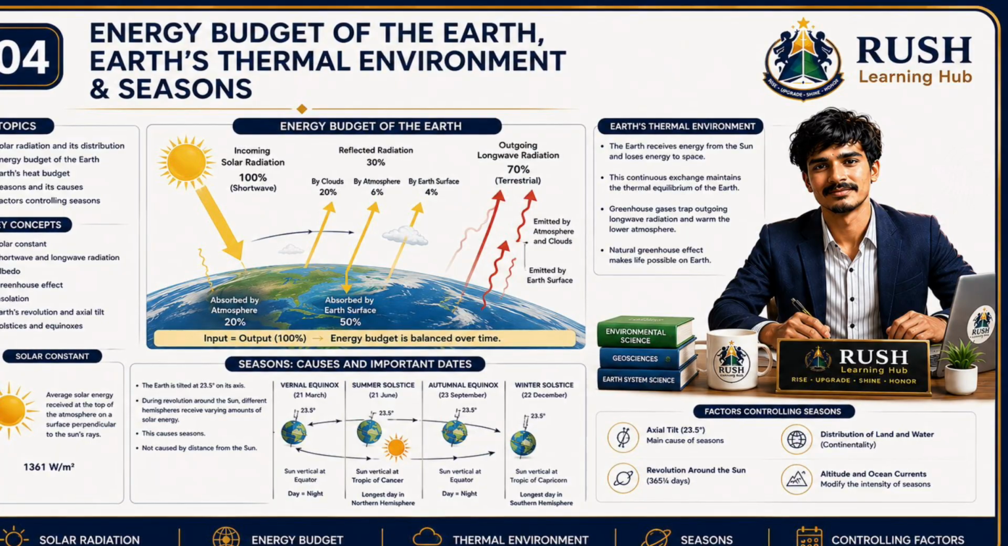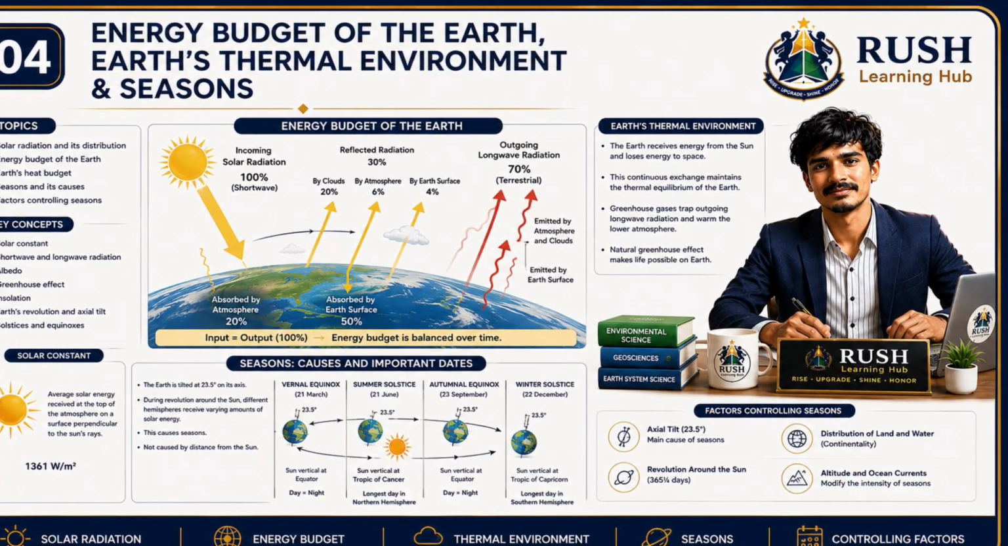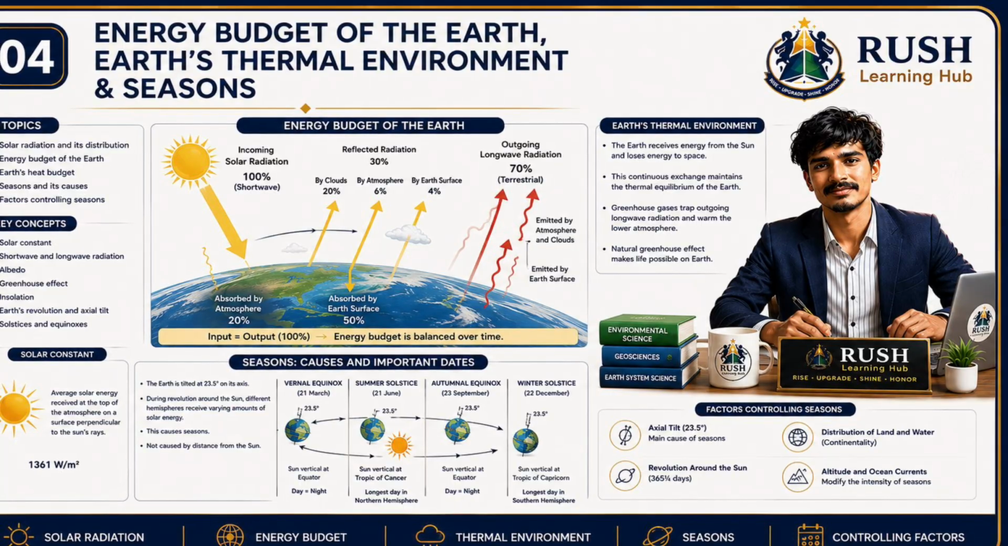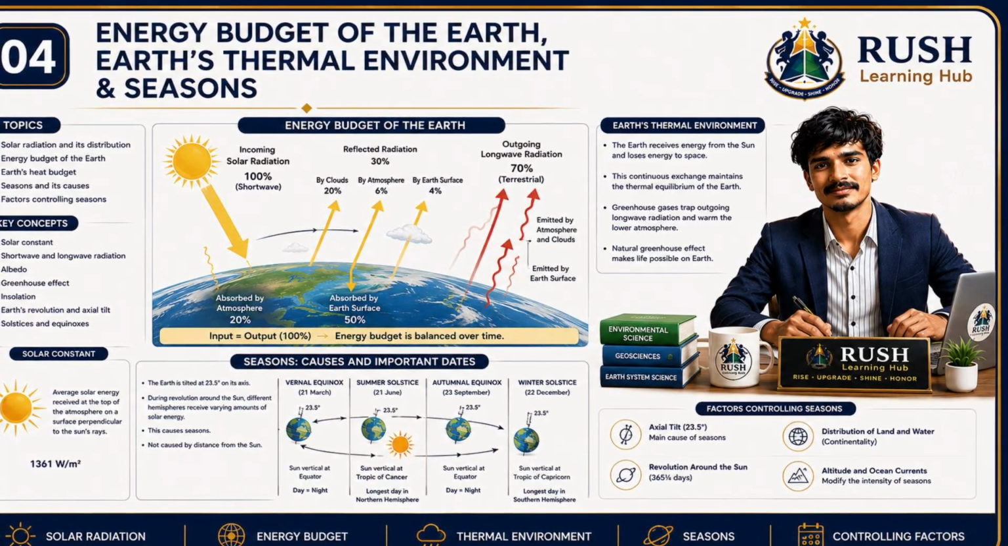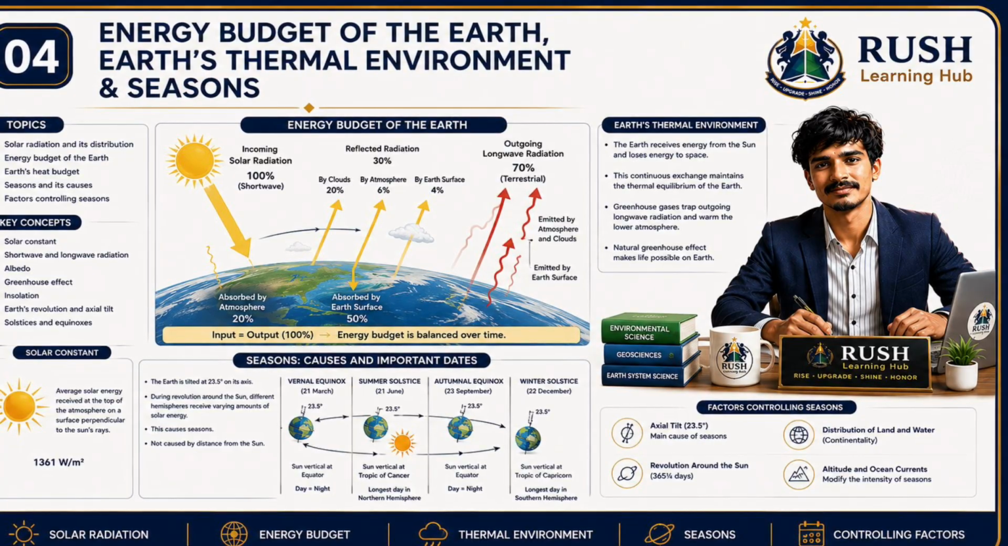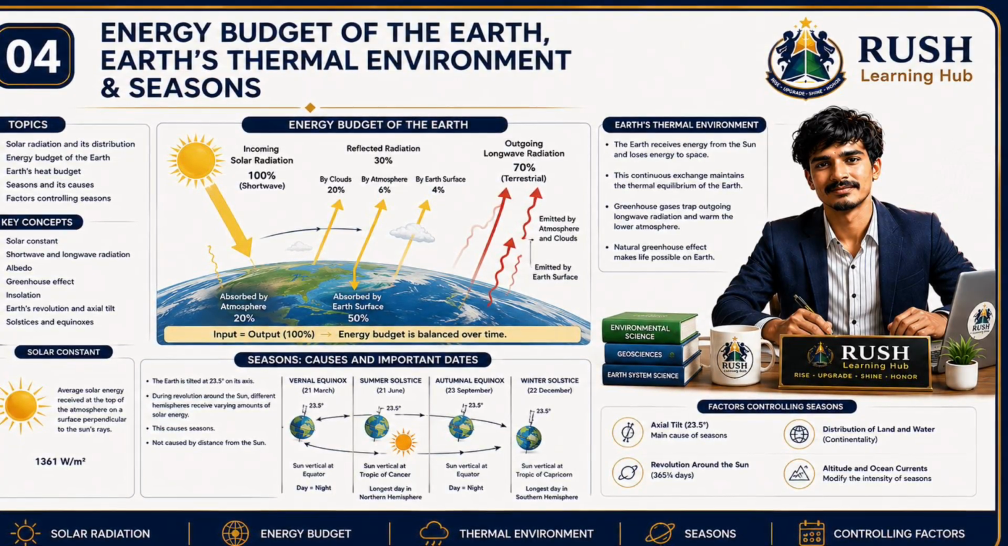Besides axial tilt and revolution, several factors influence seasonal variations. These include the distribution of land and water, altitude, ocean currents, latitude, and atmospheric circulation patterns.